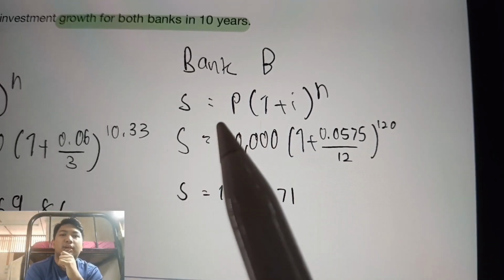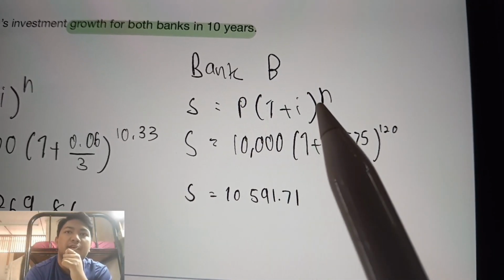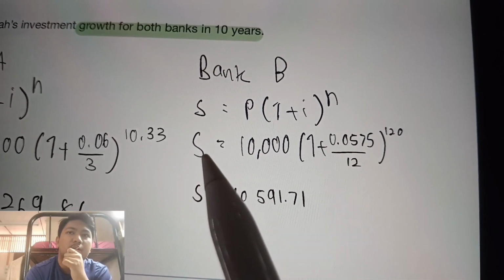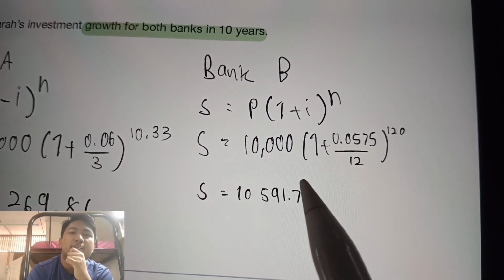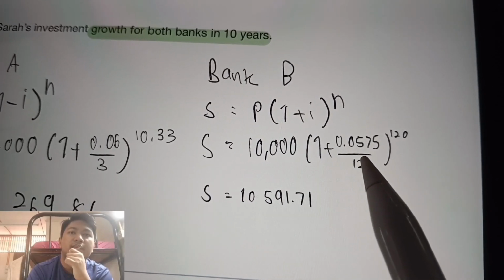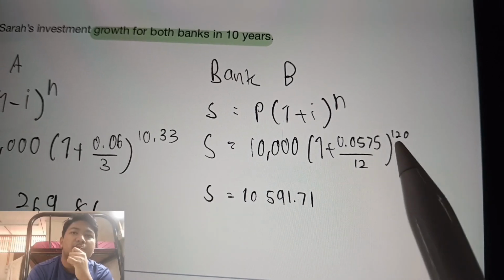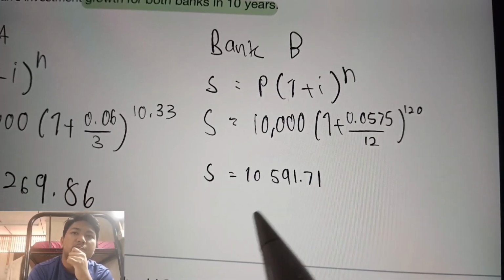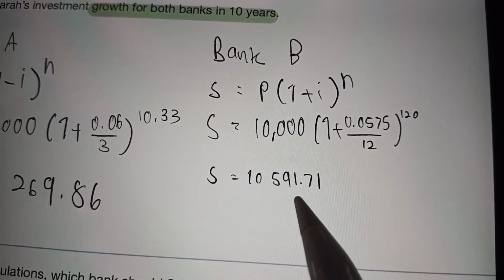S equals P(1 plus i) to the power of n. Okay, we just enter the amount. S equals 10,000(1 plus 0.0575 over 12) to the power of 120. So the answer should get S equals 10,000.